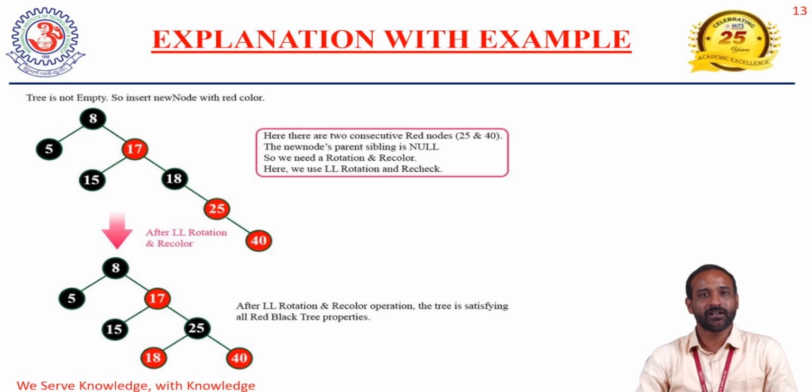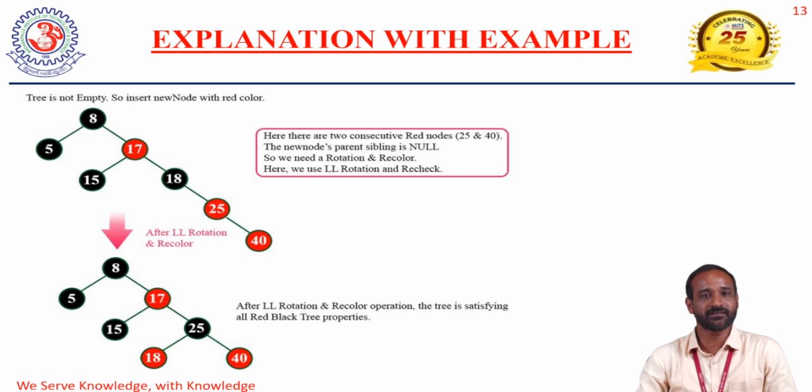So that 40 satisfied the comparison with root node 8, it goes to the right side of 25, because 40 is greater than 25. So again a problem came: two consecutive nodes, 40 and 25, are both red. At that time we have to check what rotation we have to apply. The new node's parent is 25, and the sibling is null. So we need a rotation.